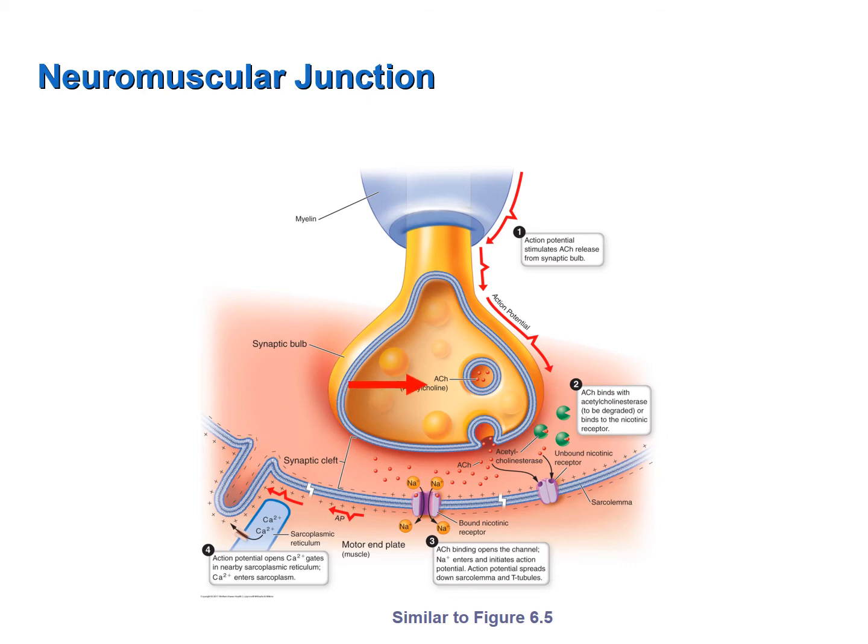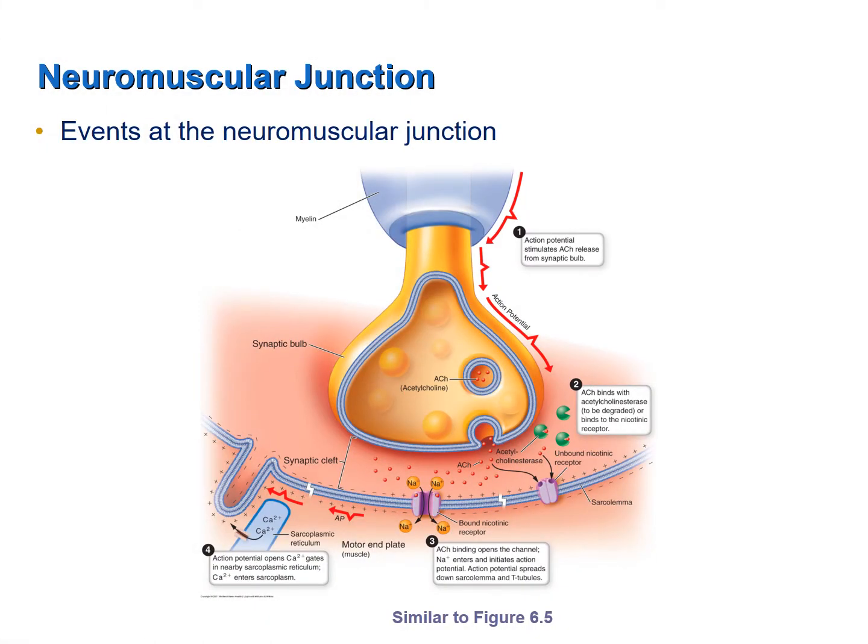I also want to bring to your attention the many vesicles in the synaptic bulb. These vesicles contain the neurotransmitter acetylcholine. Remember that the somatic nervous system releases exclusively the neurotransmitter acetylcholine.